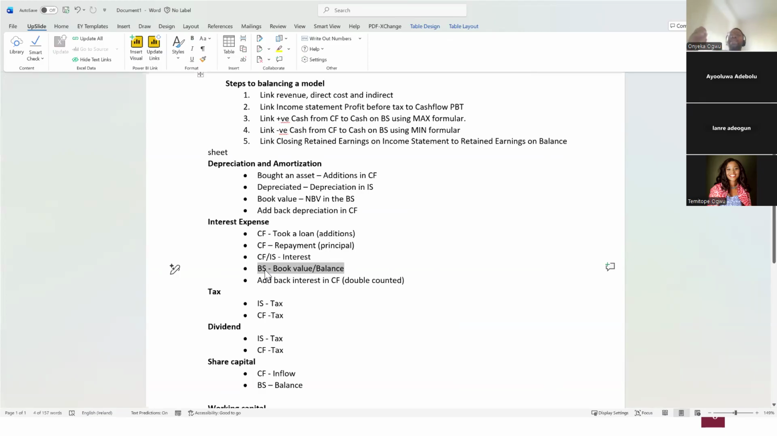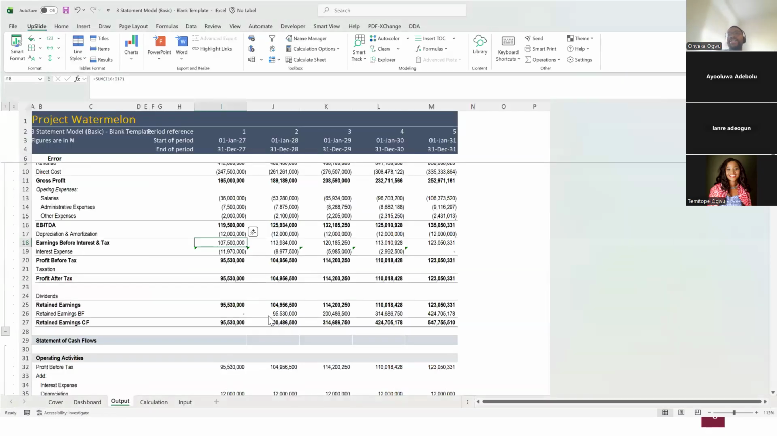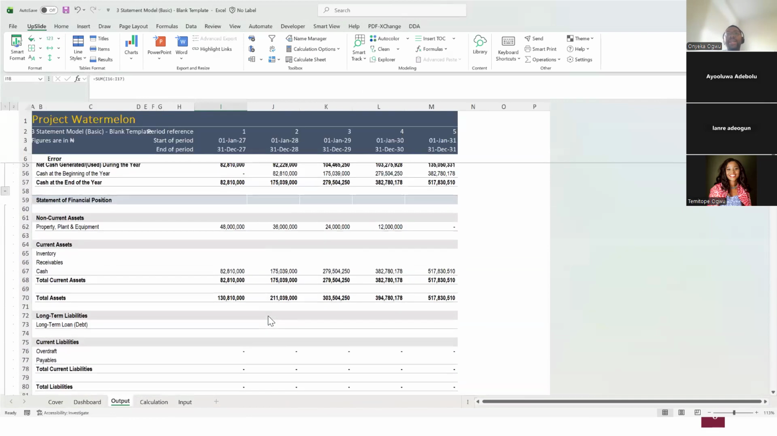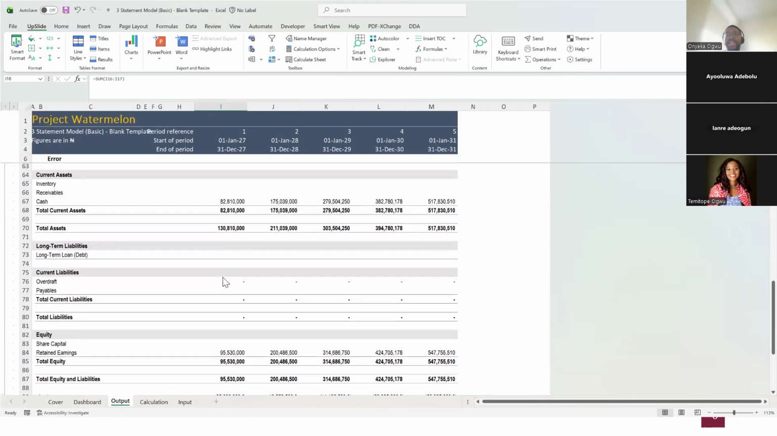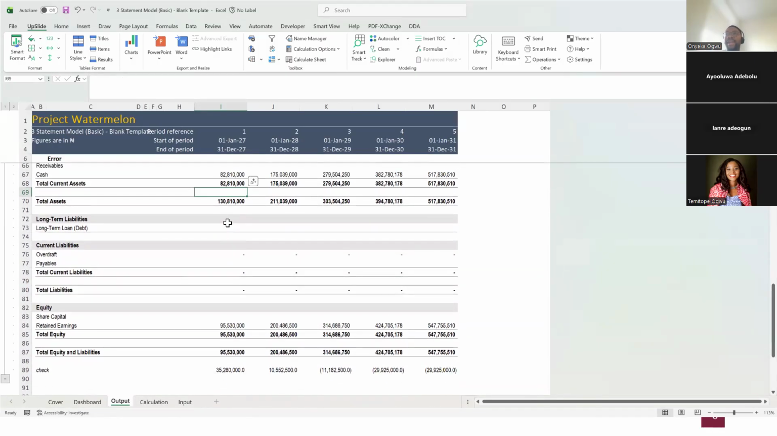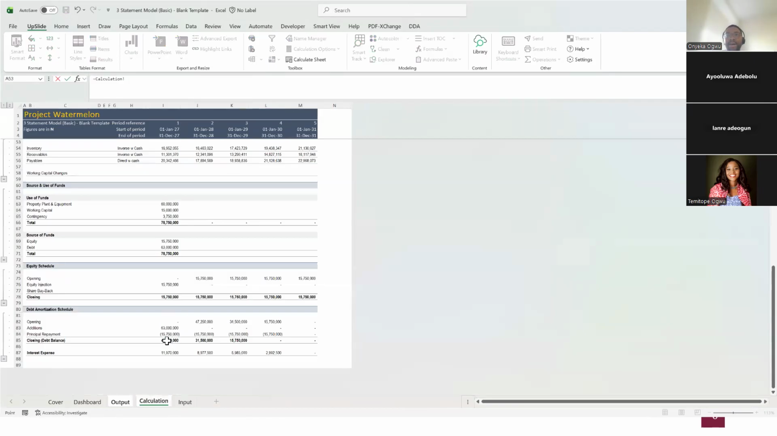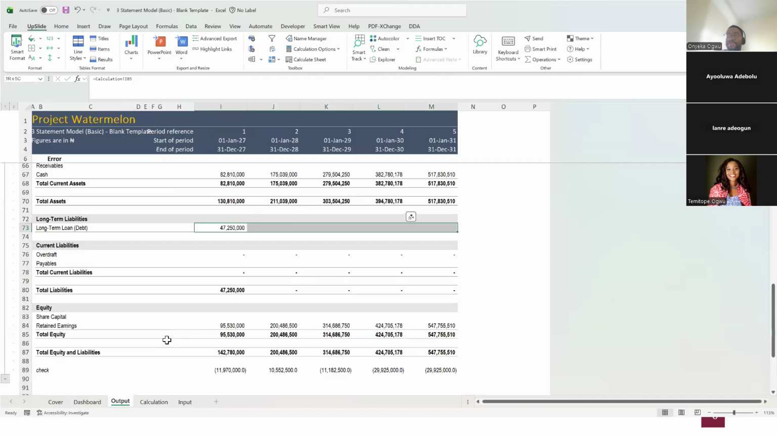So the balance sheet basically takes the balance. Go to our balance sheet. We have a long-term debt, and the balance of our debt comes to our balance sheet. This is our balance here. Balance comes to balance sheet.